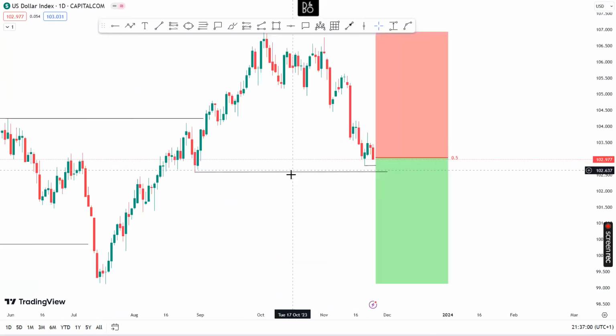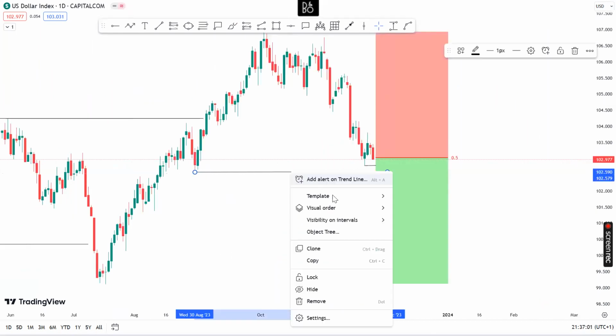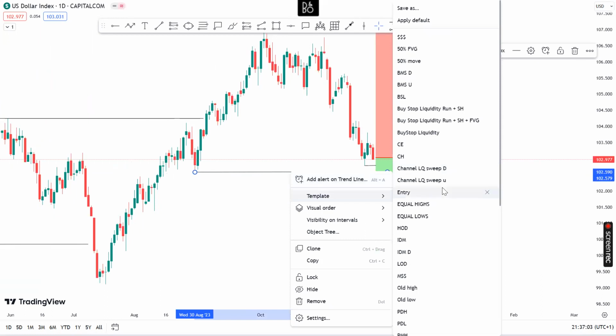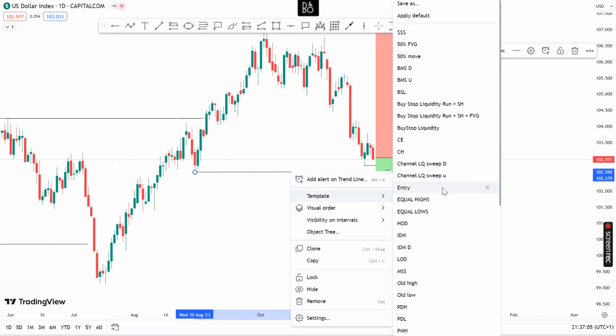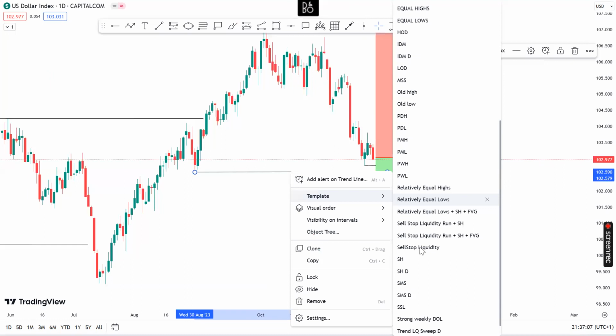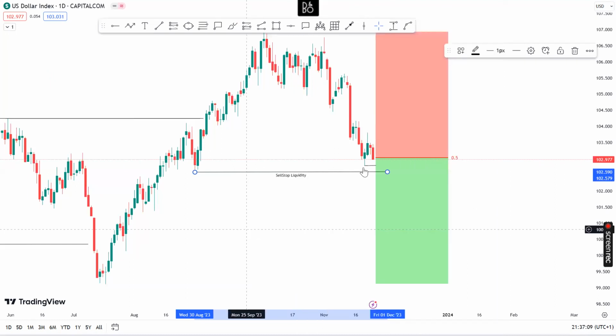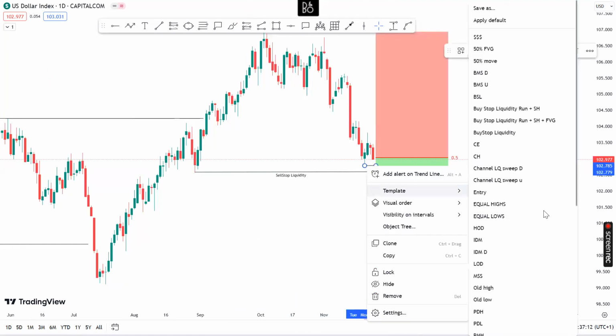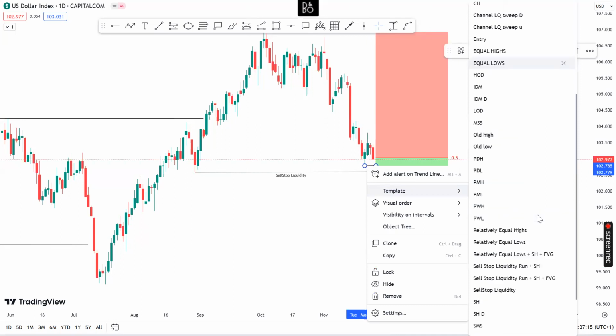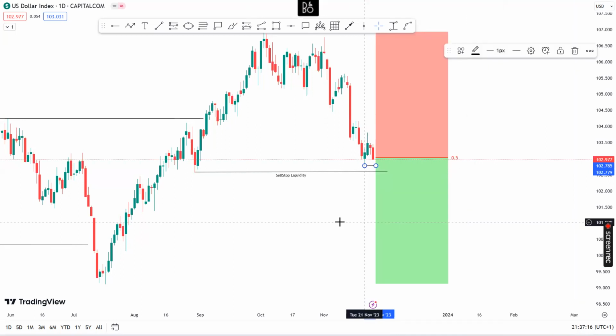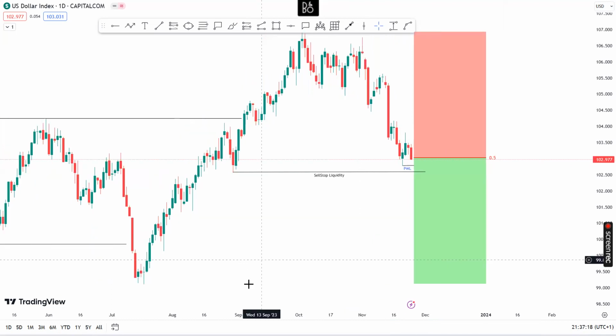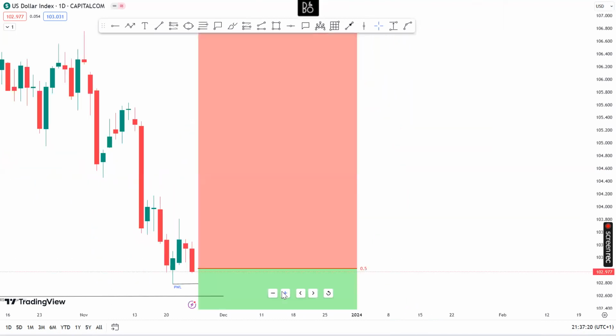So I'm expecting this sell stop liquidity to be taken out. I have to label this sell stop liquidity, and we need to label this as well, previous week low. So I need to label this previous week low.